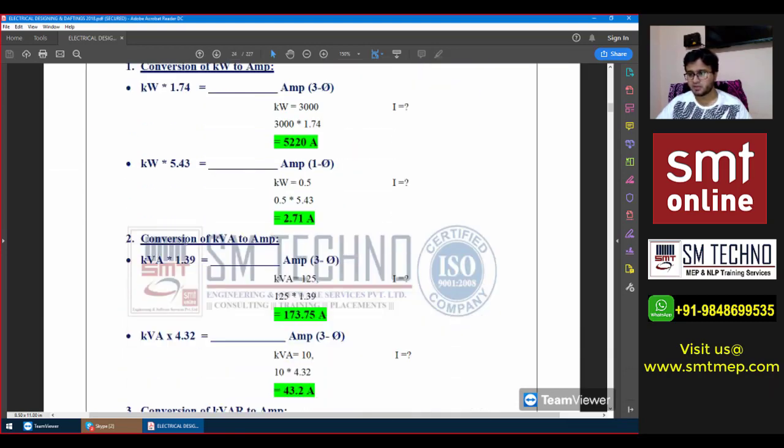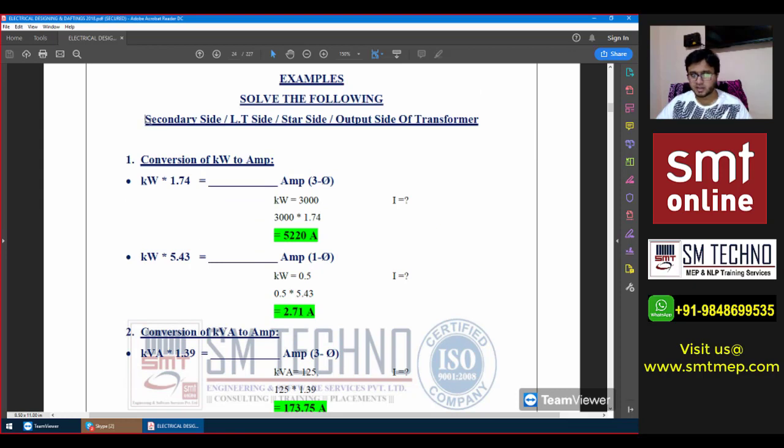Now we will see some of the examples for that. So for the secondary side or the low tension side, for star side or output side of transformer, for example, I have some 3000 kilowatts.